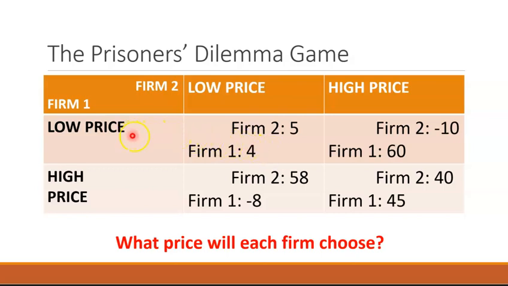So if Firm 1 chooses a low price and Firm 2 also chooses a low price, then this is telling us that Firm 1 gets a payoff of 4 and Firm 2 gets a payoff of 5. You could think of those as levels of profit. On the other hand, if Firm 1 chooses a low price and Firm 2 chooses a high price, we have a different combination of payoffs. Firm 1 gets 60 in that case, Firm 2 gets minus 10. I've just made up these numbers to effectively tell a story.